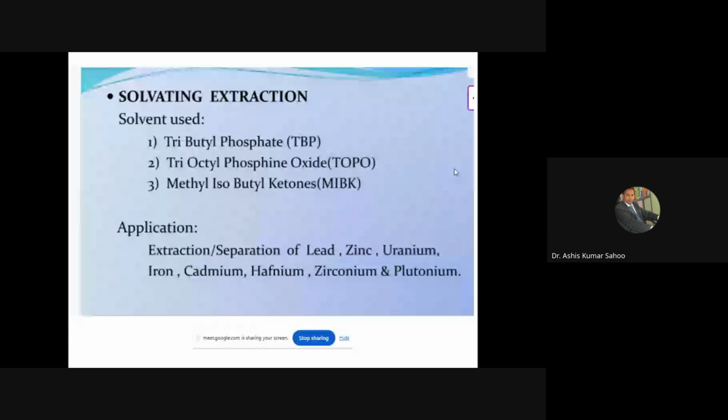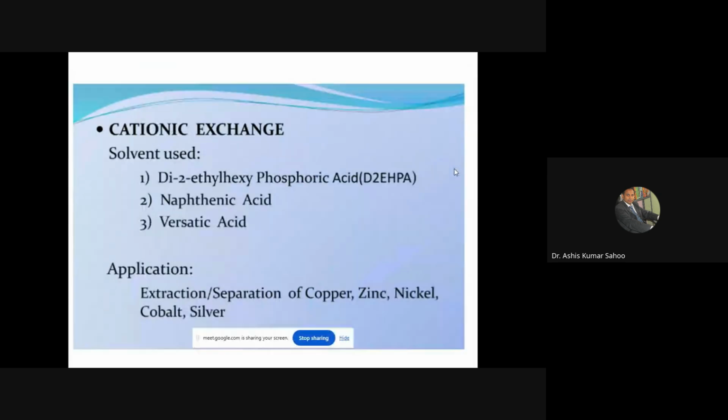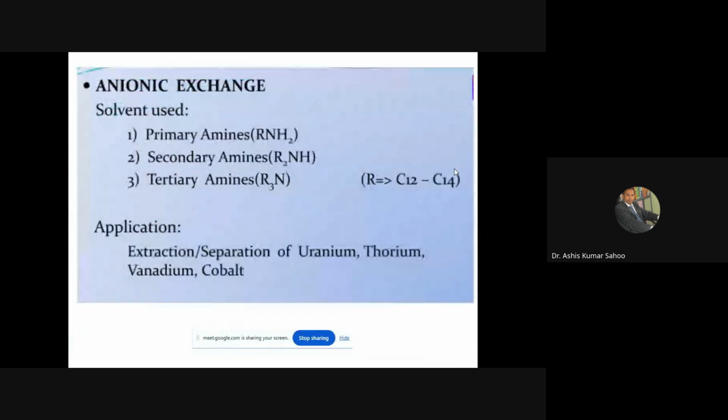Different solvent extraction types. Solvent extraction uses trialkyl phosphate and thiazolidine. Cationic extraction is used for copper, zinc, nickel, cobalt, and silver. In anionic exchange, the solvents used are primary, secondary, and tertiary amines. These are used for separation of uranium, thorium, vanadium, and cobalt.